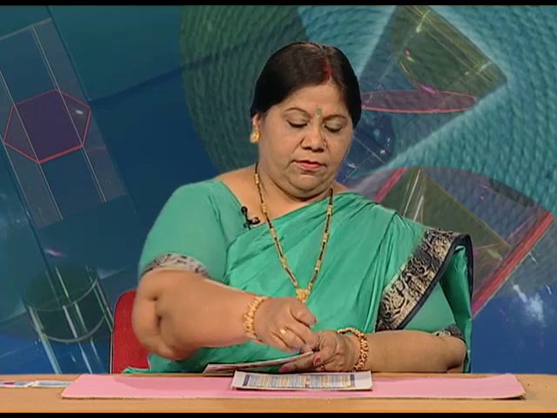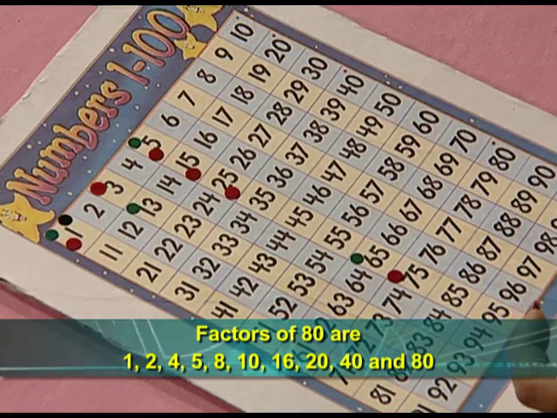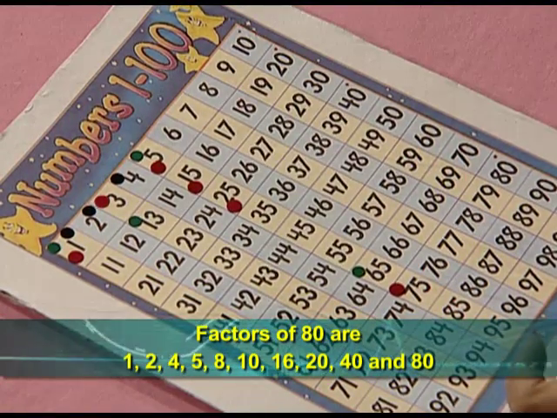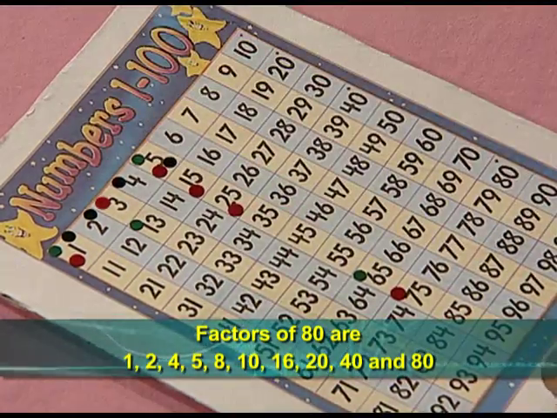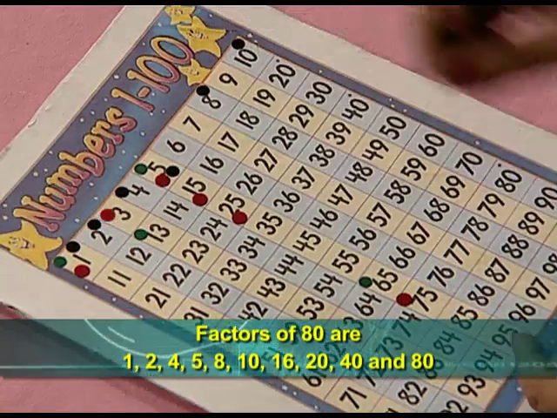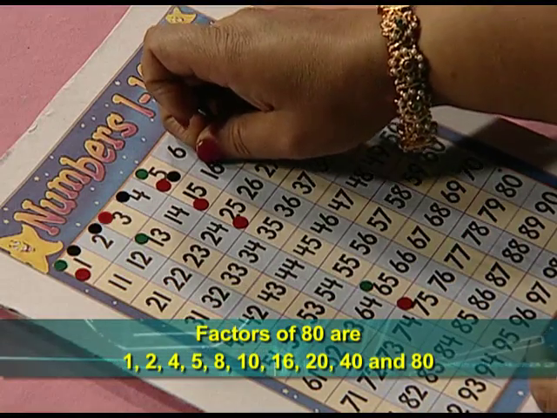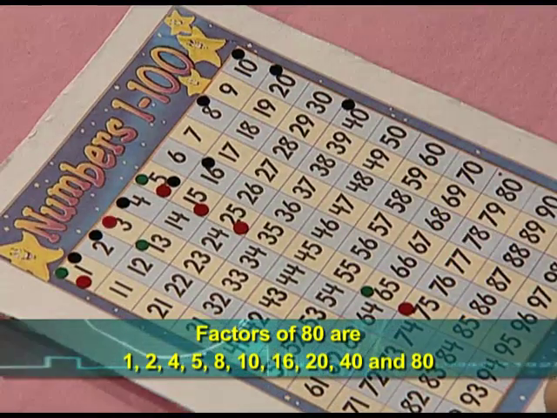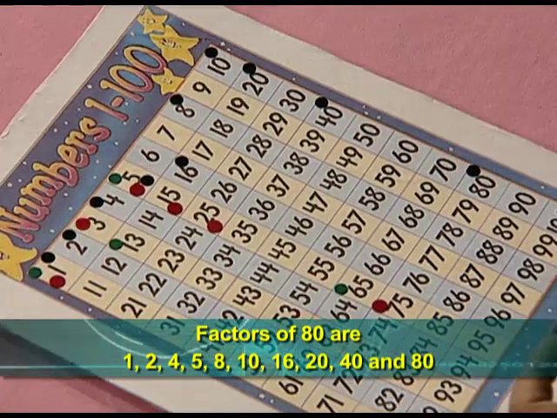Let us fix these stickers on factors of 80. They are 1, 2, 4, 5, 8, 10, 16, 20, 40 and 80. Now, can you observe the factors which have all the three colored stickers?